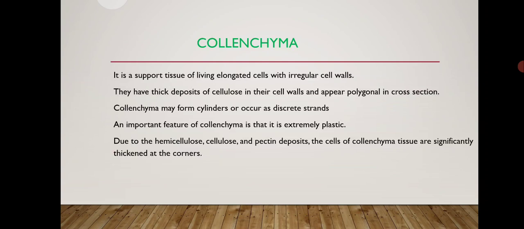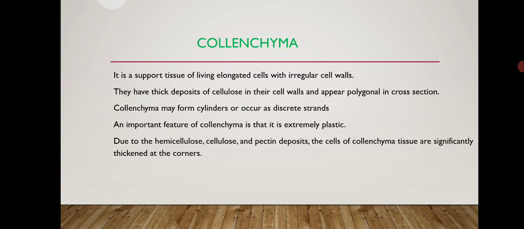Collenchyma. It is a support tissue of living elongated cells with irregular cell walls. They have thick deposit of cellulose in their cell walls and appear polygonal in cross section. Collenchyma may form cylinders or occurs as discrete strands. An important feature of collenchyma is that it is extremely plastic. Due to hemicellulose, cellulose, and pectin deposits, the cells of collenchyma tissues are significantly thickened at the corners.